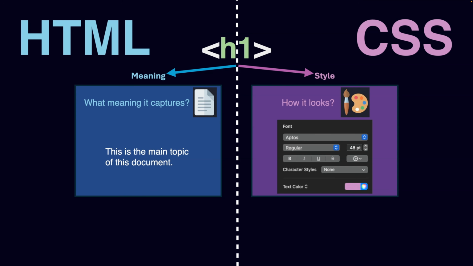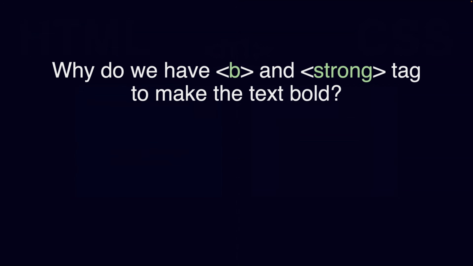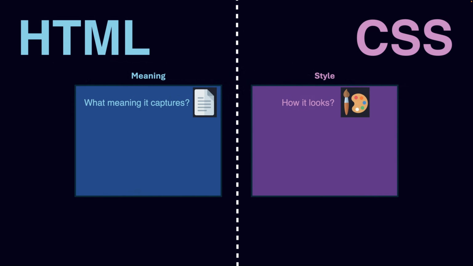Now let's get back to the question that we have started this lesson with. Why do we have B tag and a strong tag to make the text bold? The answer is really interesting, that this is not the right question to ask. HTML is not about styles at all. It is about meaning, about the semantics of our content. The HTML tags carry a meaning regardless of what style we apply to them.